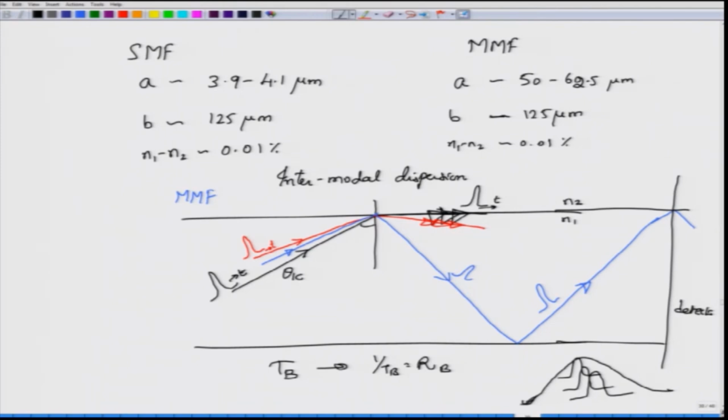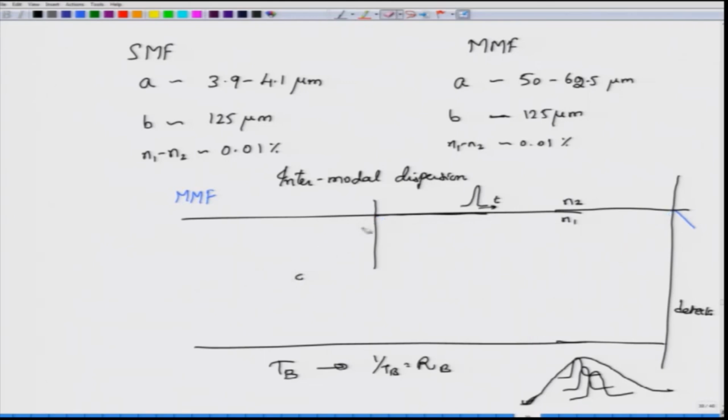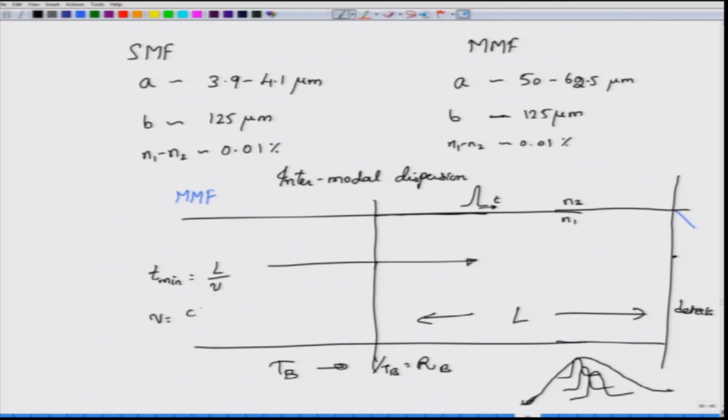Okay. If you want to estimate roughly the limit of this bit rate because of intermodal dispersion, you can consider two rays, one ray which is incident at the critical angle, and the other ray which is incident straight through the fiber. So, if I consider a fiber of length L, the ray of light which is travelling along the axis will reach the receiver in the minimum time of L by V1, where V1 is the velocity of light inside the core, which is C by N1.